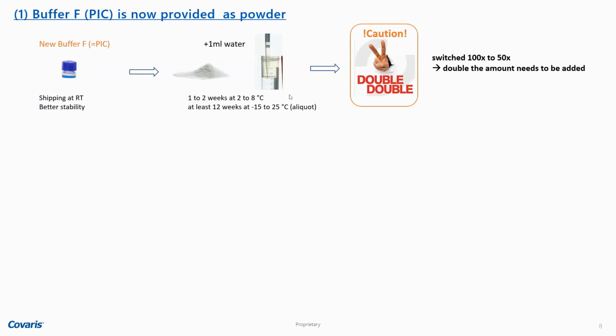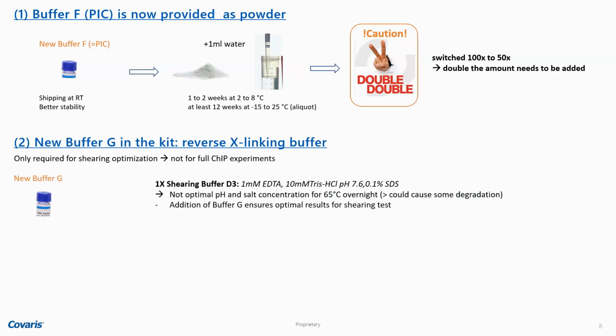And then it will be stable at 4 degrees for 1 to 2 weeks, or at -20 for 12 weeks. The only thing that you have to keep in mind if you are used to working with our old kit is that now you would be dissolving the powder according to a 50x stock, and beforehand we provided a 100x stock. So if you are switching now, you should just use double the amount of protease inhibitor cocktail. And since this is only a very small amount, like microliters, you would not dilute your chromatin much more, so it's not impacting your results.